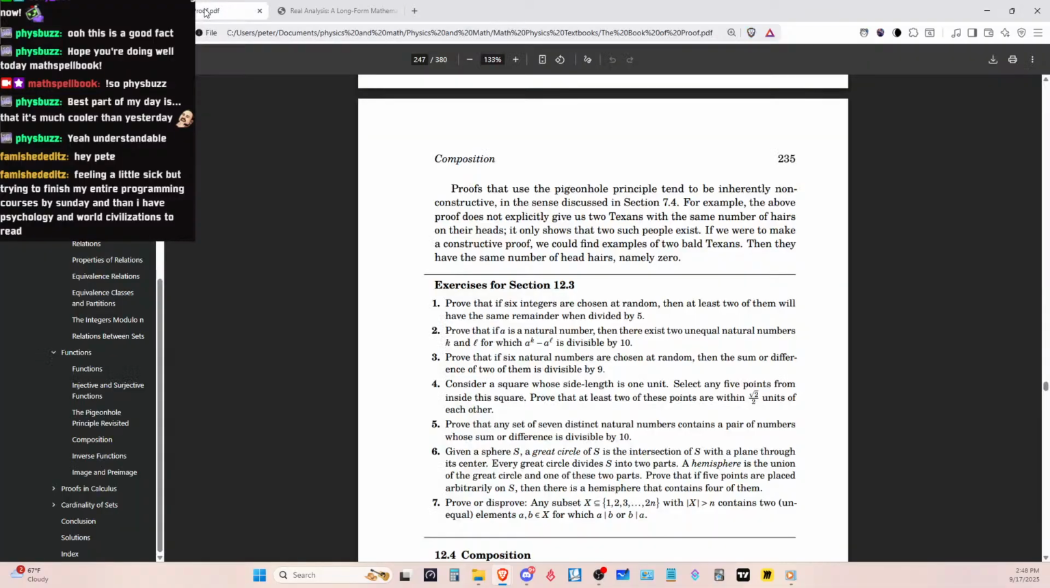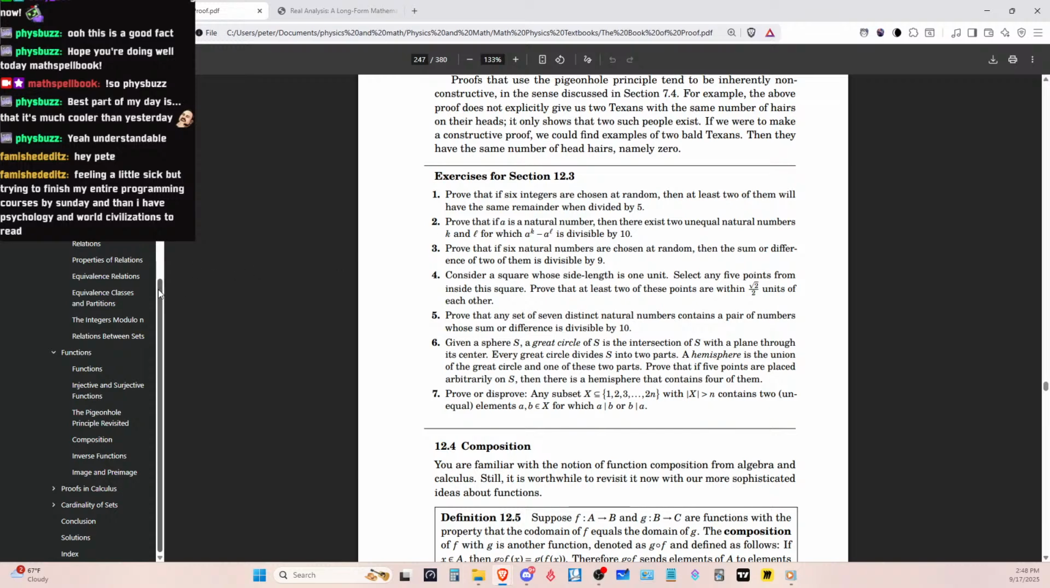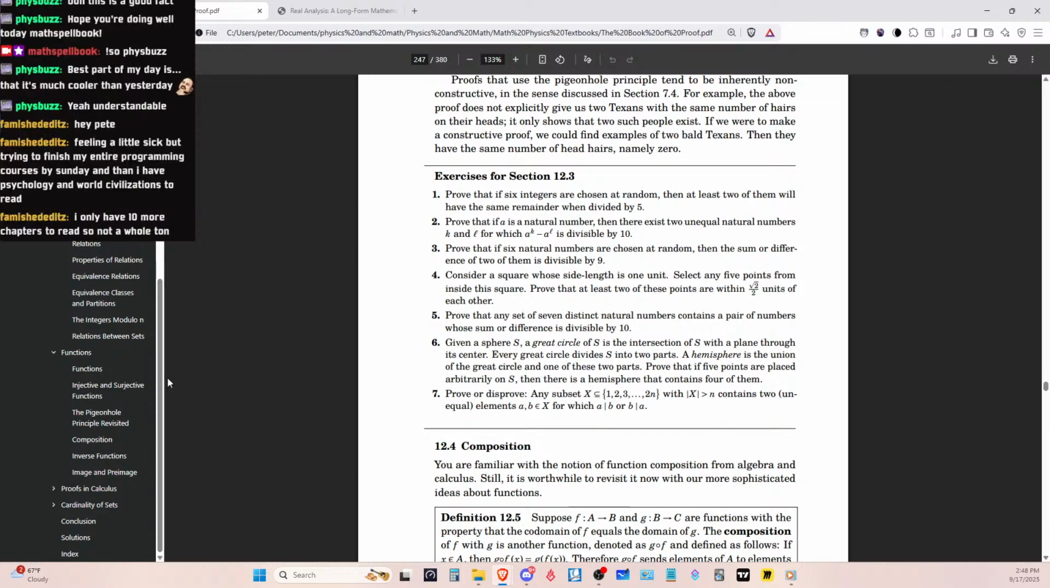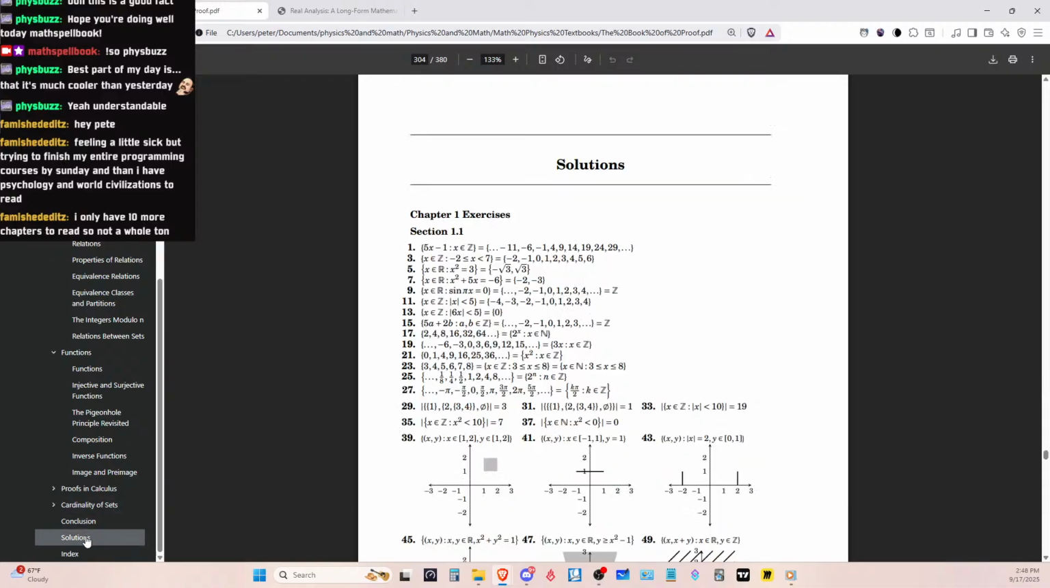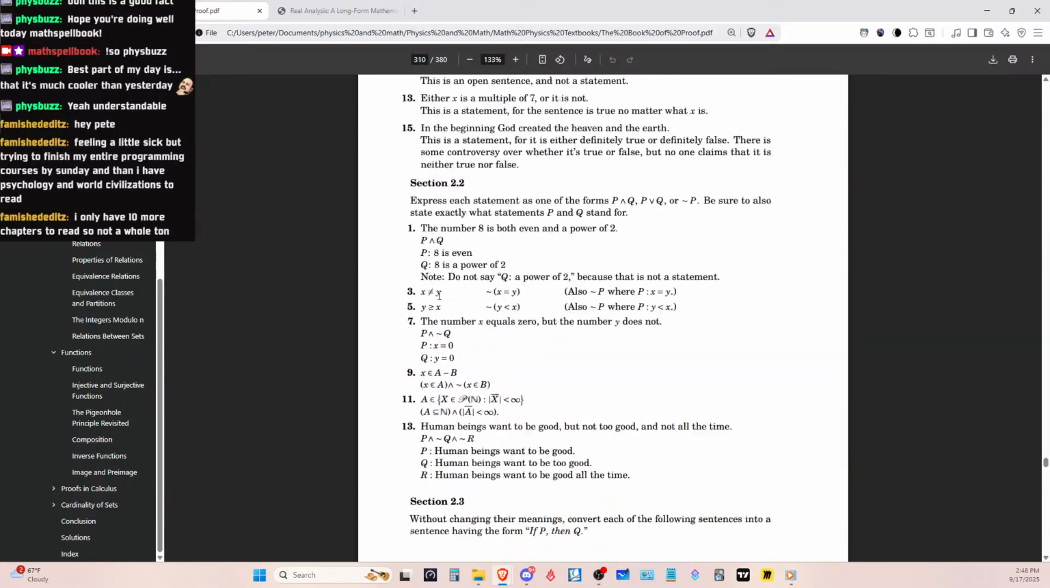I feel like I'm getting a little lost. I feel like I know what needs to be said. The problem is how to write it down. This one's 12.3.